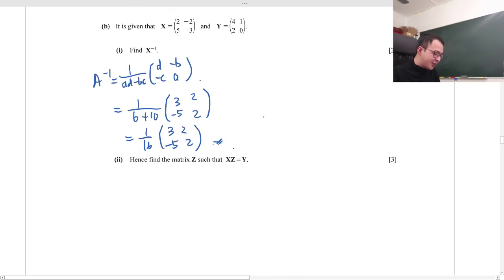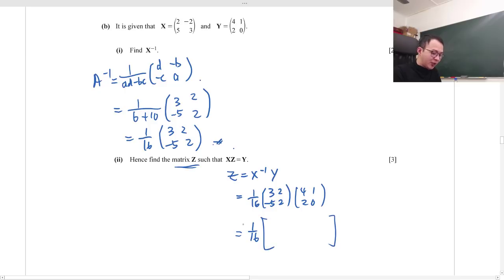Alright, so the next thing, hence find the Z matrix. So if I move my X matrix to the other side, we got X inverse Y. So I have my X inverse, which is 1/16, 3, 2, negative 5, 2. And I have my Y, which is 4, 1, 2, 0. Then I will multiply the matrices first, then only do the 1/16.